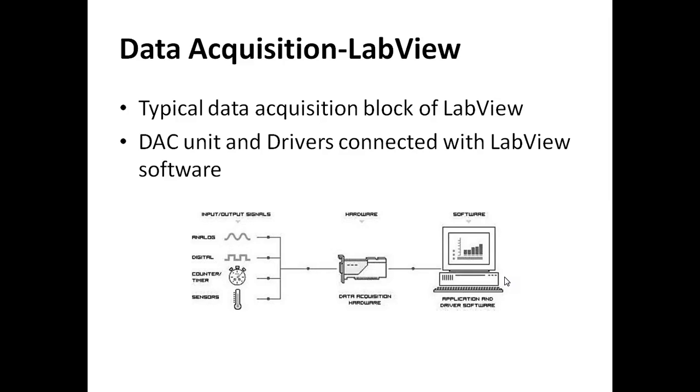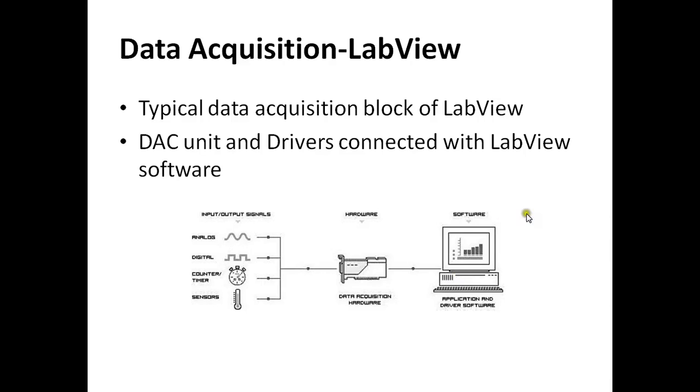This is a typical diagram for data acquisition in LabVIEW. Here we are connecting some sensors to the data acquisition hardware. This hardware can be directly connected to the system which has the LabVIEW software. The hardware has many pins, a signal conditioning block, and an A to D conversion unit. Whatever sensors we connect here, the signals are taken to the DAC system, the conversion and all the filtering are done, and the result is given to the system which has LabVIEW.